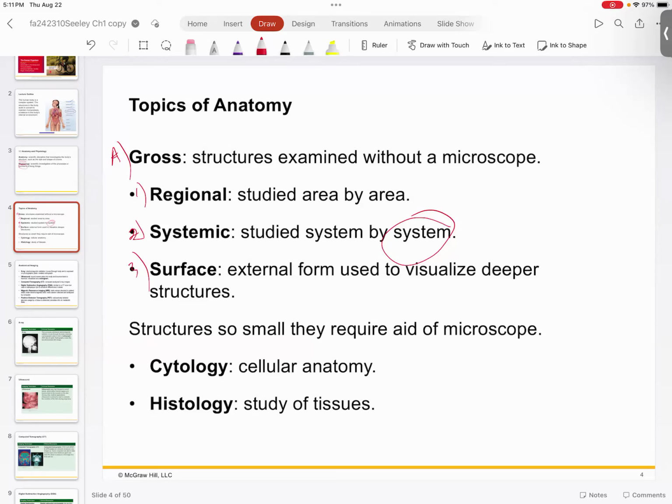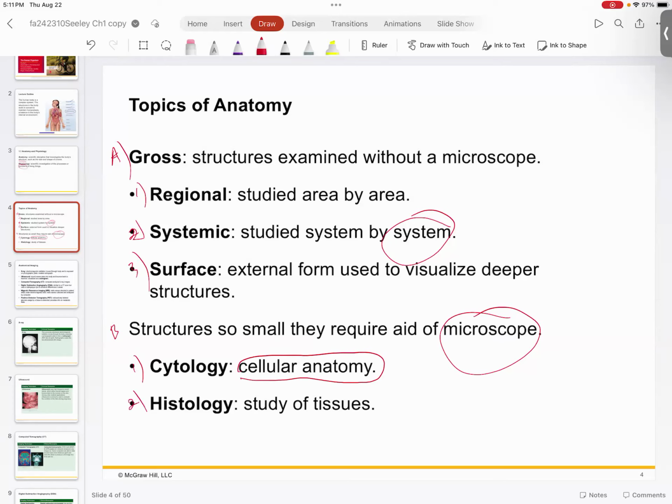Now, what happens if we have something that we can't see with our eye? What happens if we need a microscope? Basically something that is microscopic. Well, that's another type of anatomy. You guys just did that, right? So in lab, there are two different versions of that. We have what's called cytology, which is essentially looking at the anatomy of an individual cell, like its organelles and things of that nature.